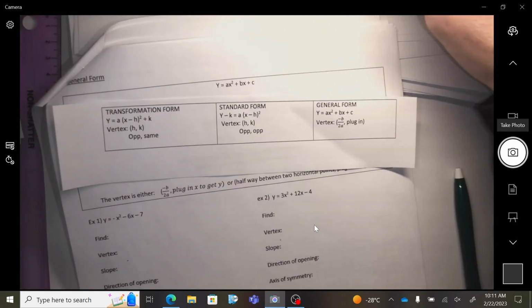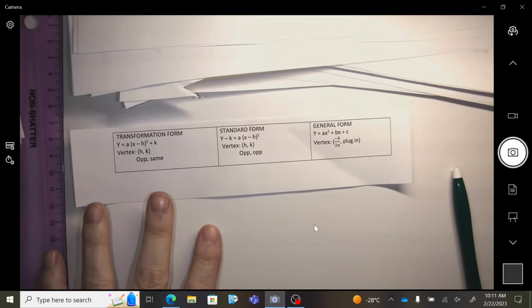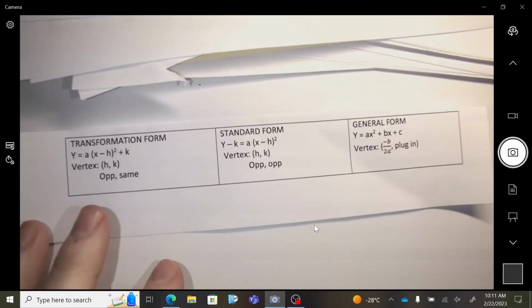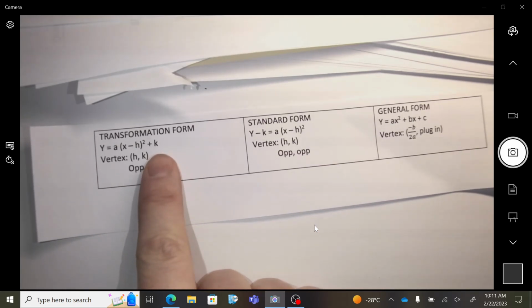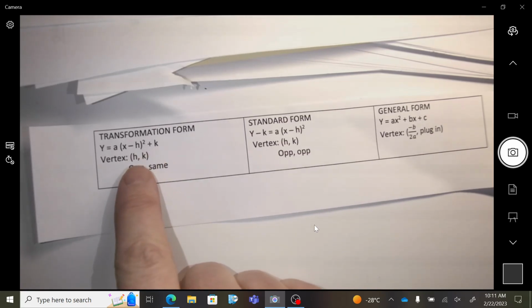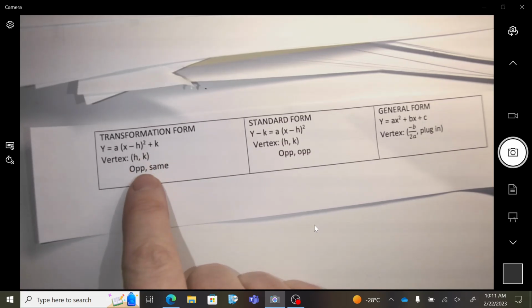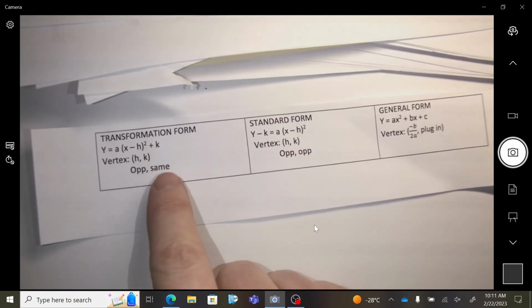Okay, so here is what we've learned and here's where we're going. So this is what we have learned. We've done equations that look like this, which I would call transformation form. And then we talked about these h and k values. So this one is the opposite and the same.